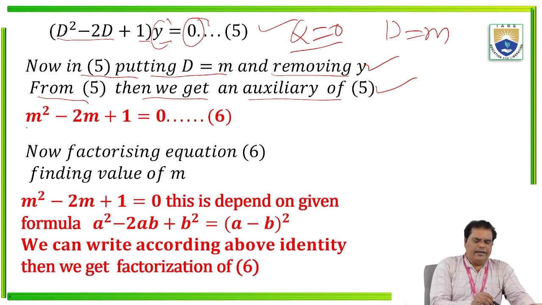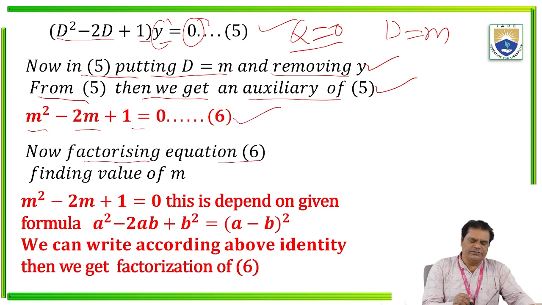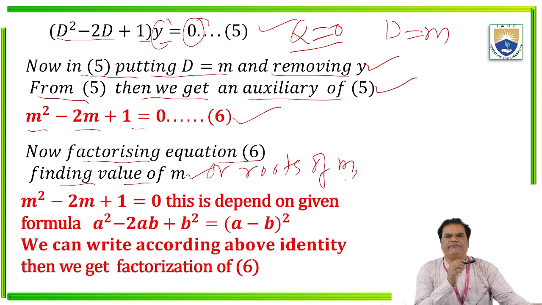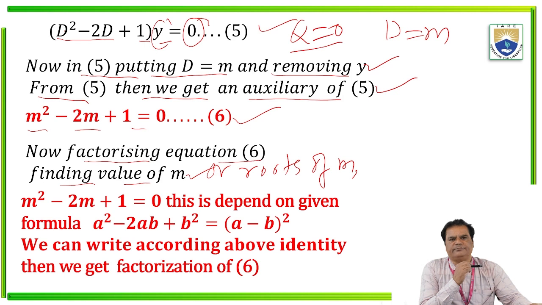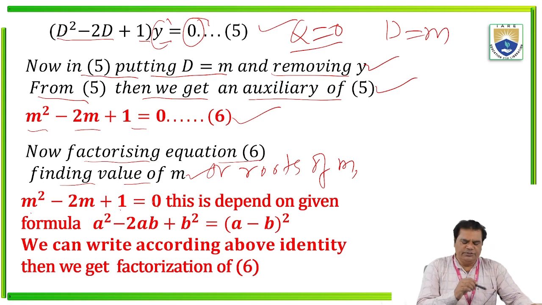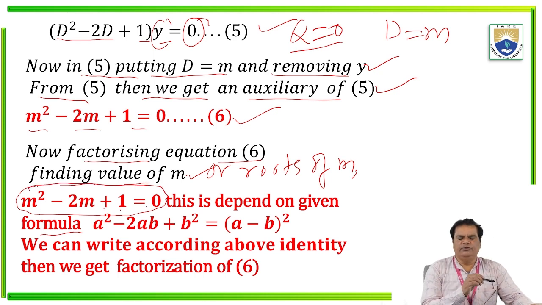So here m square minus 2m plus 1 equal to 0. This is equation 6. Now factorizing equation 6, we find the value of m, or the roots of m. So the auxiliary equation is m square minus 2m plus 1 equal to 0.